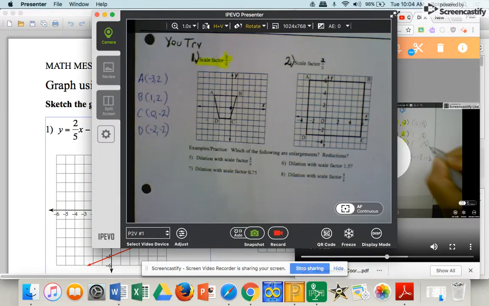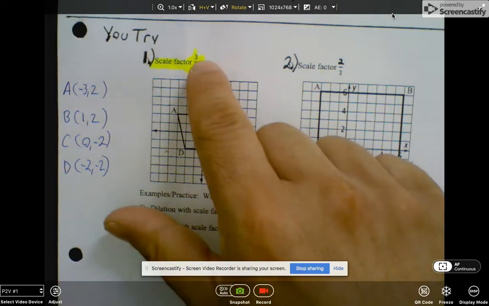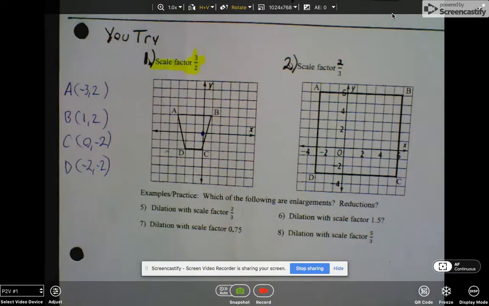All right, in today's example, we're going to be dilating with a scale factor of 3/2, which is much more difficult because you can't do it mentally.